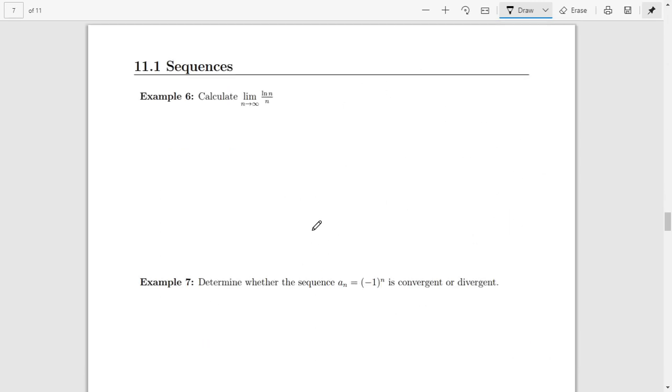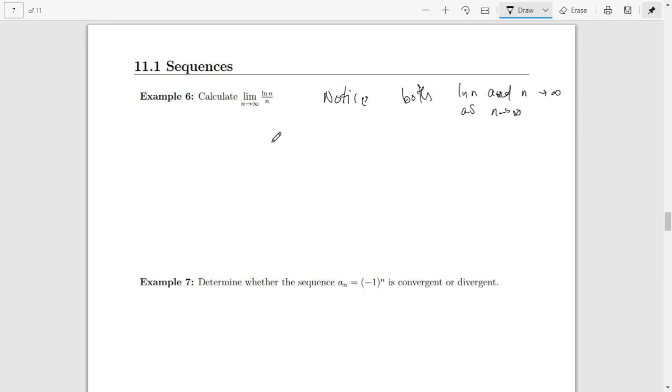Now we are asked to find the limit of this as n tends towards infinity. Notice that both natural log of n and n actually go to infinity as n goes to infinity. So this tells me that if I take this limit ordinarily, I'll get maybe an indeterminate form of infinity over infinity. Can I use L'Hopital's rule here?